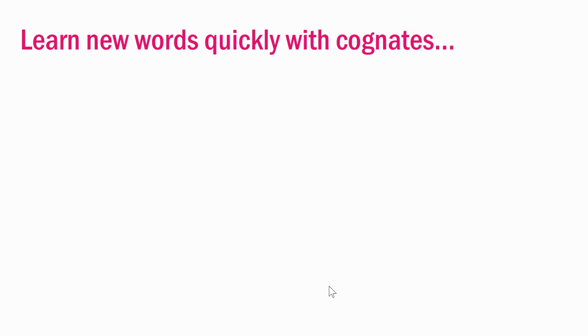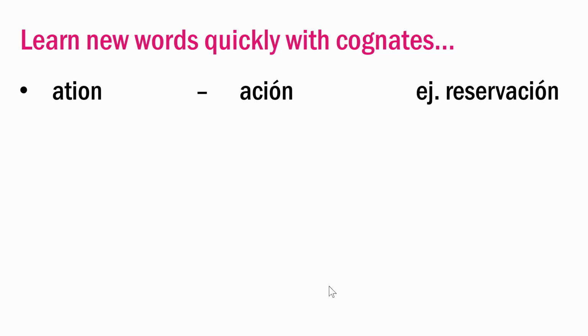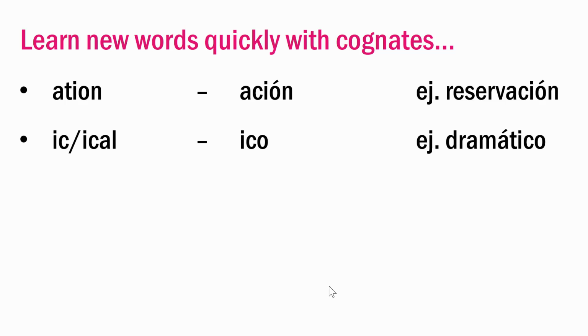So I just taught you one rule for learning new cognates. We said that words ending in ation in English will end in ación in Spanish, like the Spanish word reservación. But I'd like to show you some more that behave in a similar way. Words in English ending in ic or ical, like dramatic, are going to end in ico in Spanish. So the Spanish for dramatic is dramático. Political would become político. Practical would become práctico.